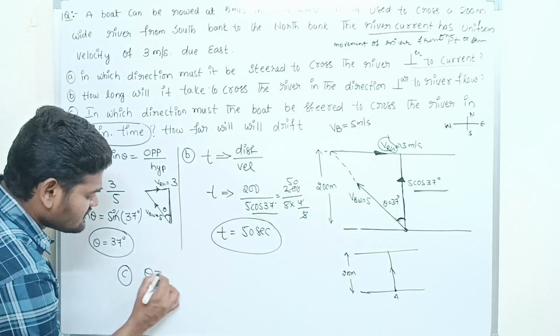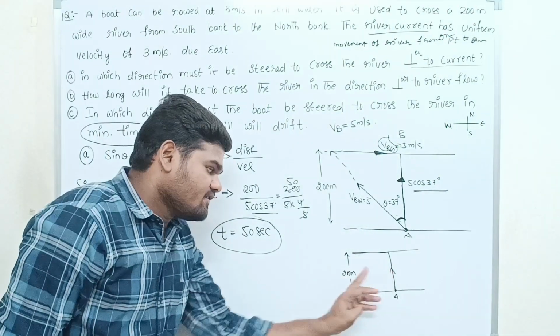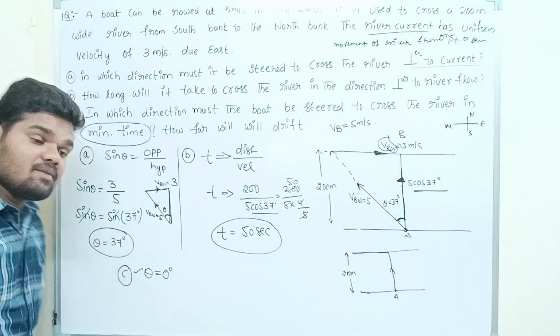Theta is equal to how much? 0 degrees. If it moves by making an angle of 0 degrees with the bank of the river, then it takes minimum time. They are asking for minimum time.